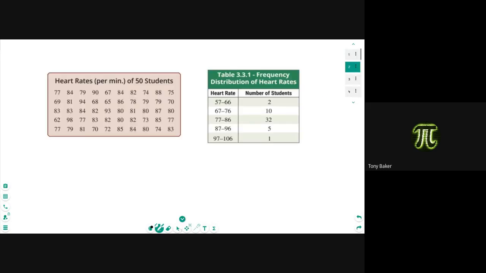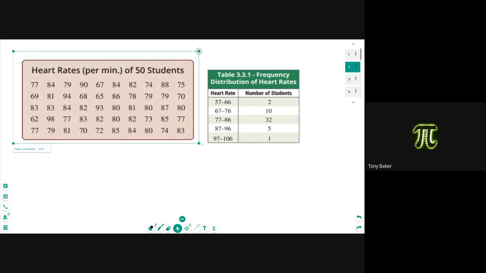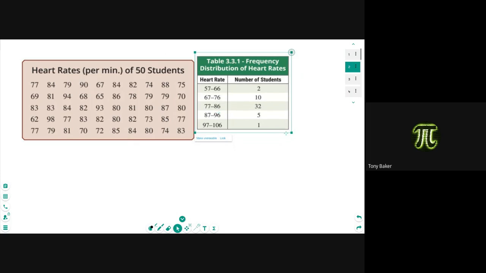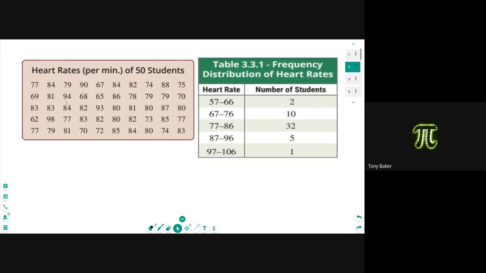So let's look at what a frequency table is first. Typically when you collect your information, you're going to have a table of data like you see here on the left, with the heart rates per minute of 50 students. So you collect all the raw data and then you have to organize it into something that you can use. And that would be our frequency distribution. In this frequency distribution, they broke it down. They started at 57, go to 66, and so on and so forth all the way up.